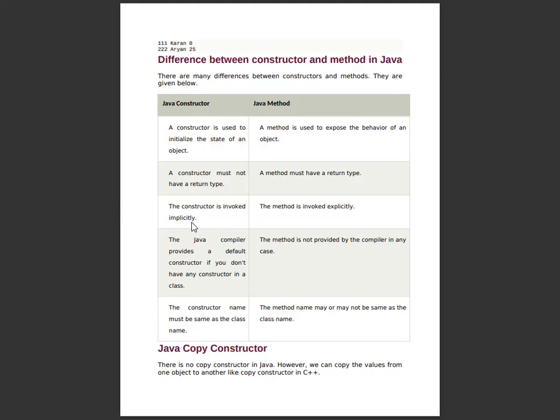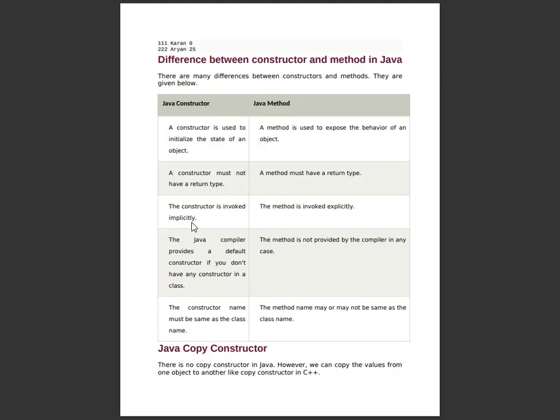Okay, so I think this much is sufficient as far as today's session is concerned. So what's the basic difference between the constructor and the method? The Java constructor should have the same name as that of the class. It should not have any return type. But the method can have a return type.